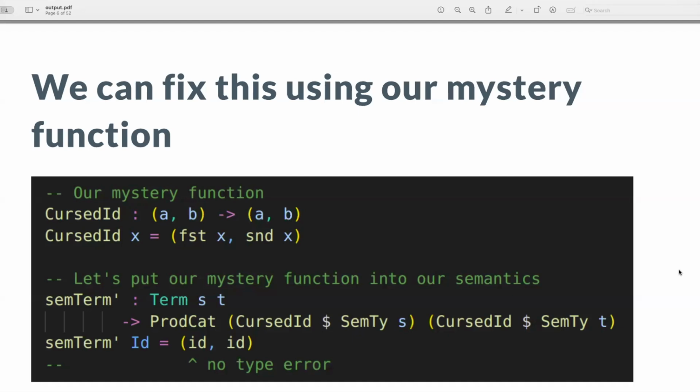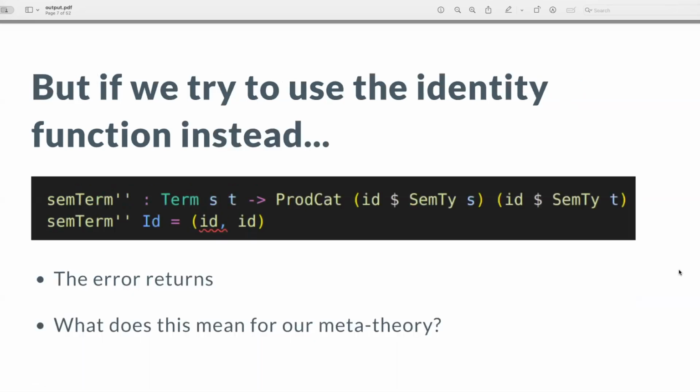So if you think this function is equal to the identity, well, let's do a test. Let's replace it by the actual identity. The error is back. So the function is doing something, and that something is not captured by the semantics of Idris or the semantics of Martin-Löf type theory.